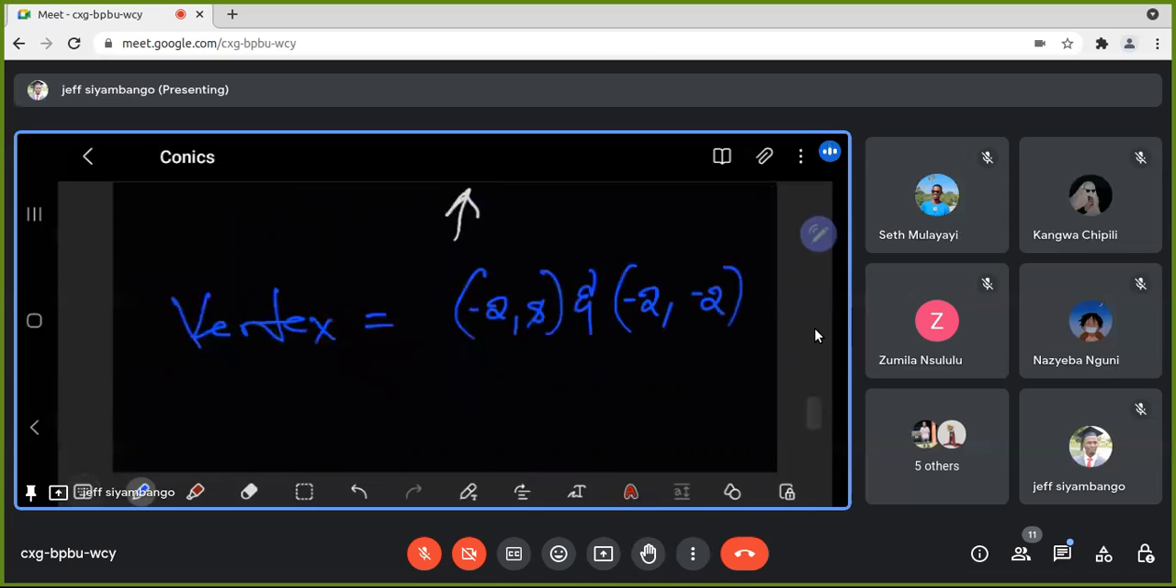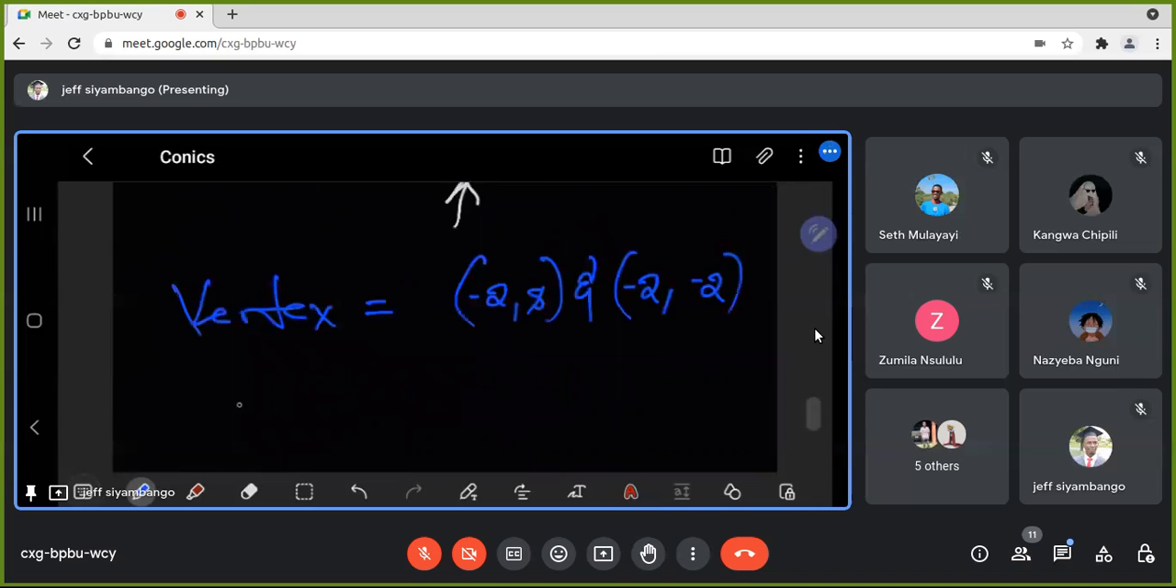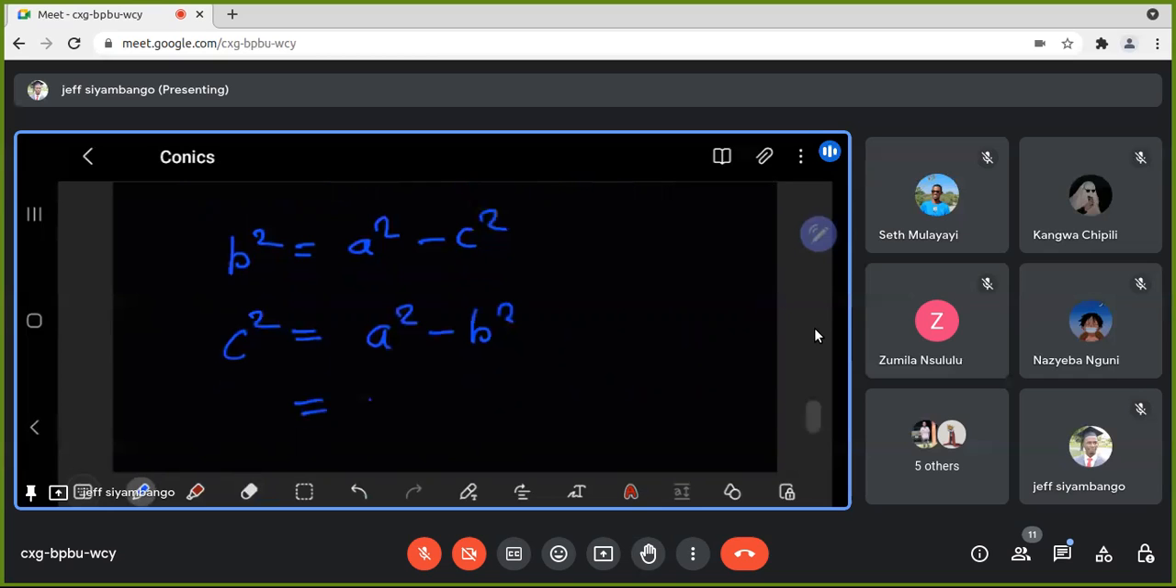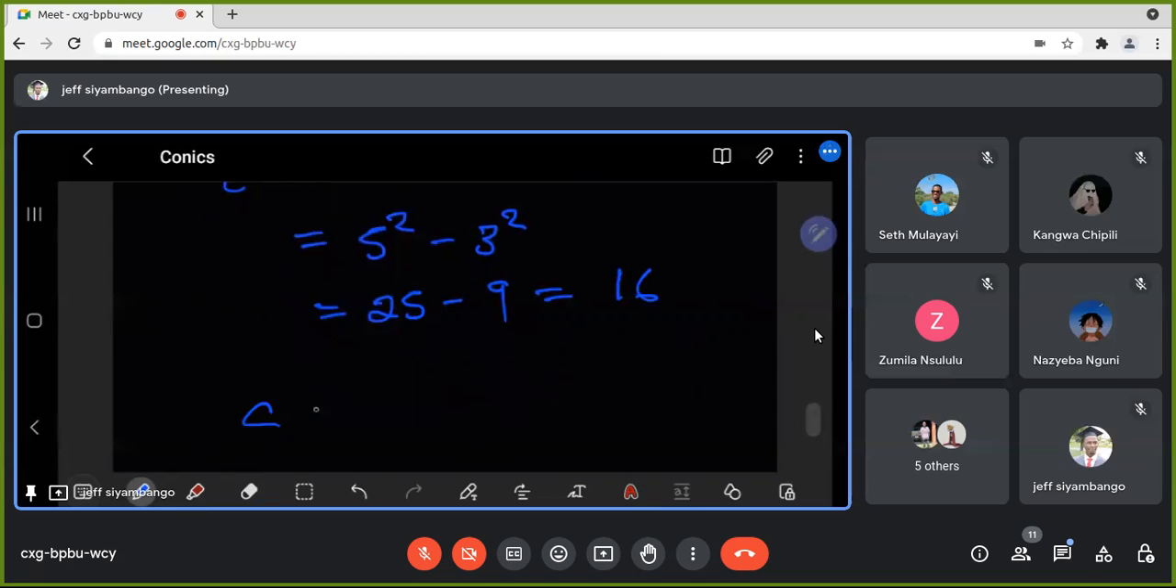But how about the foci? Well, for the foci, we still have that relationship. B squared is equal to A squared minus C squared, which led us to C squared is equal to A squared minus B squared. Our A, we saw, was 5 squared, and our B, according to our expression, was 3 squared. So this is going to be 25 minus 9, which is equal to 16. So that our C comes out as 4.